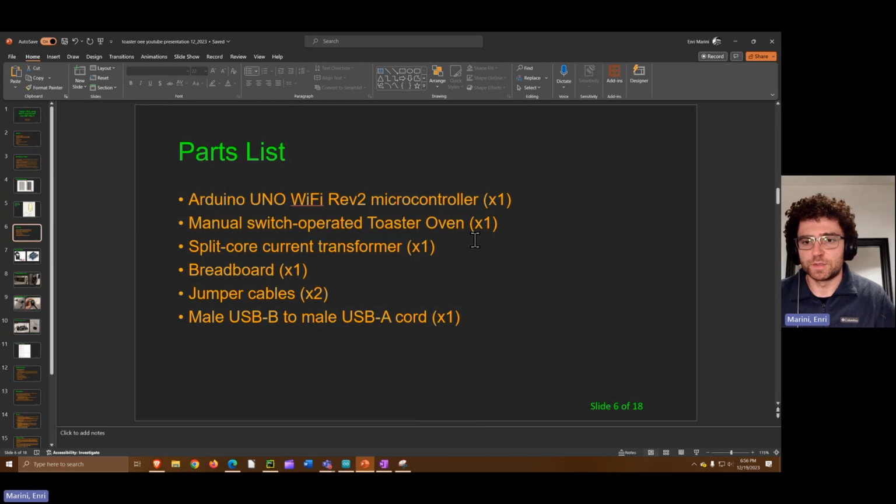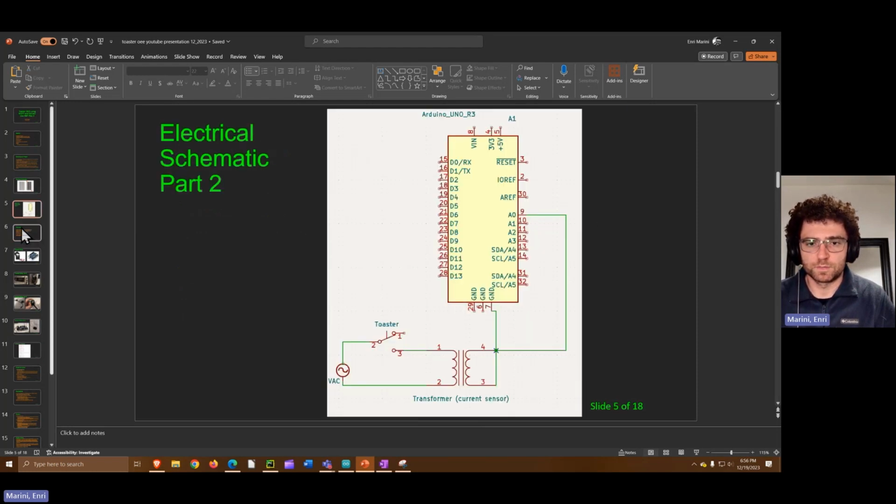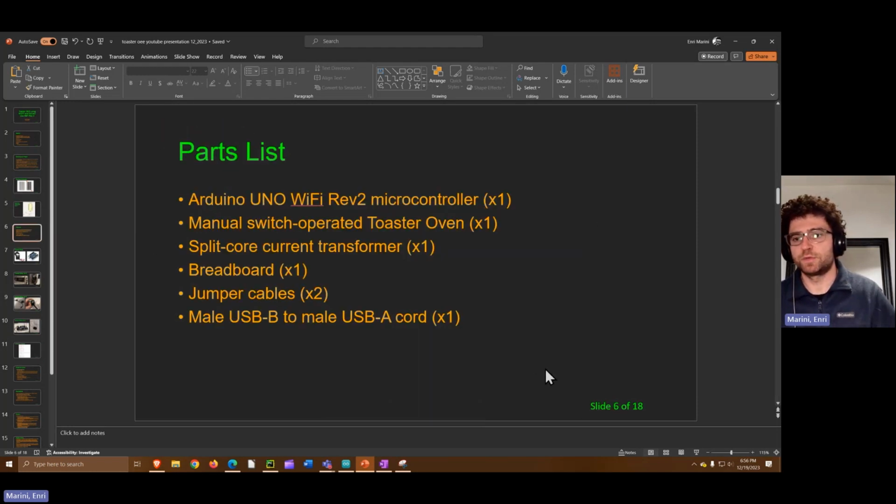So what did I use? We used an Arduino Uno Wi-Fi Rev 2 microcontroller, a manual switch operated toaster oven, a small mini split core current transformer, one breadboard, two jumper cables, as well as the male USB-B to male USB-A cord in order to connect the Arduino to my computer, so I can upload the sketch, which is essentially just C code, onto the Arduino, so I can do what it does.